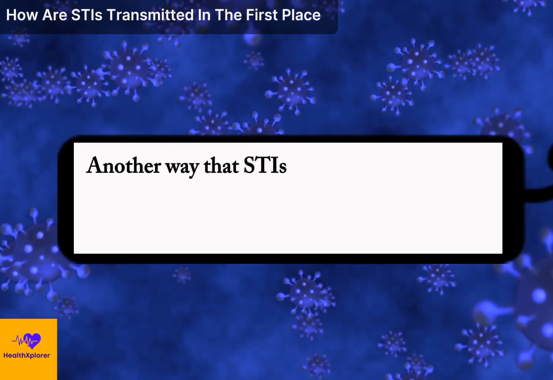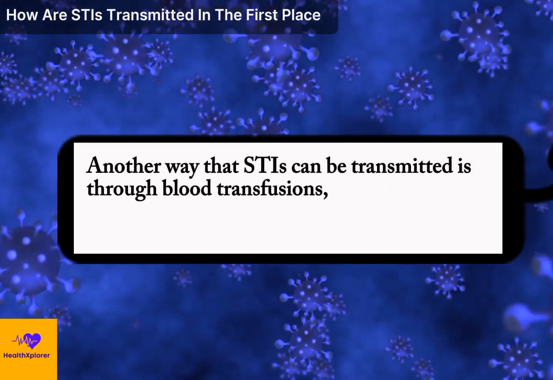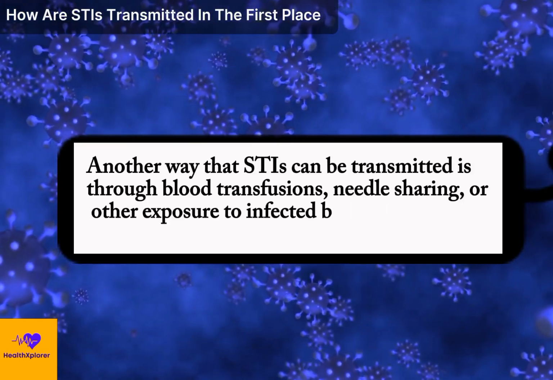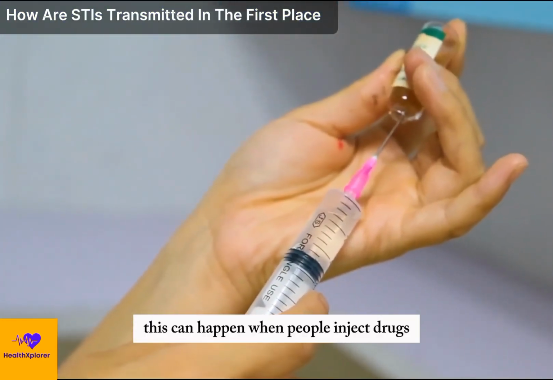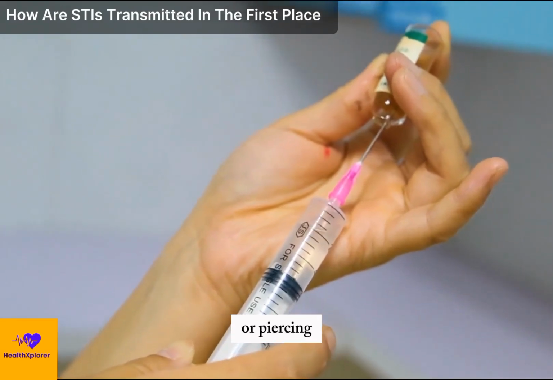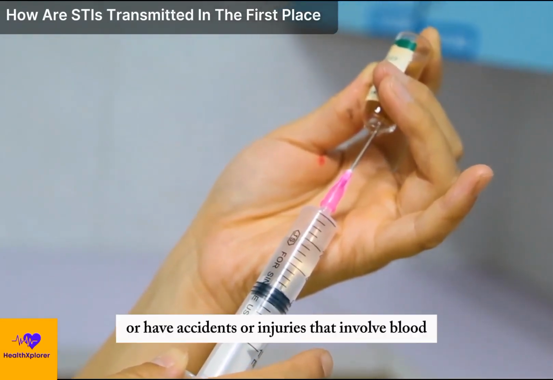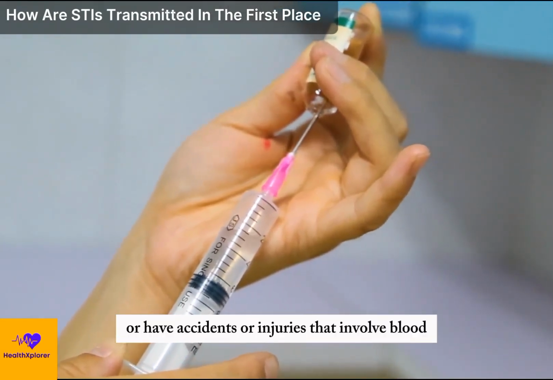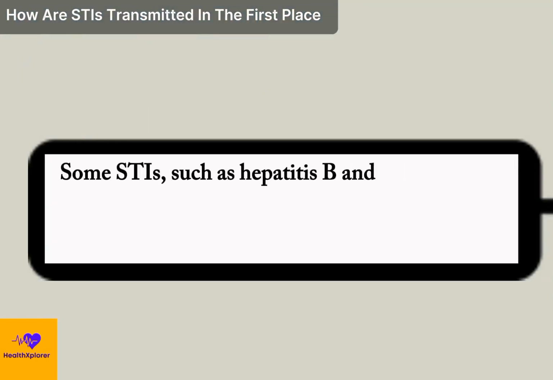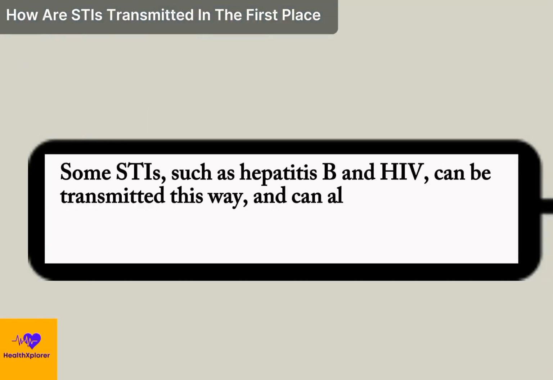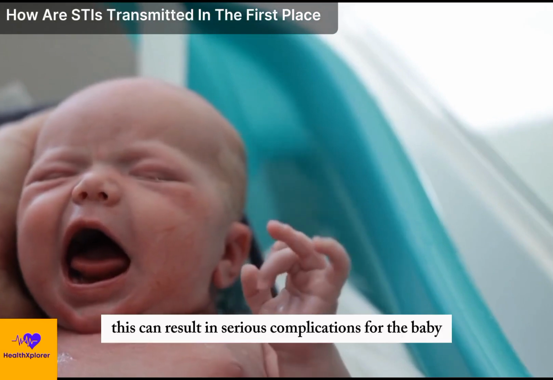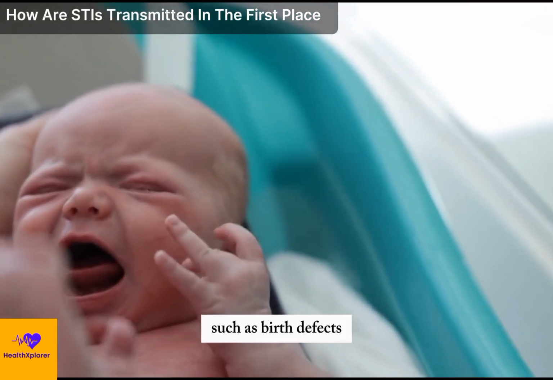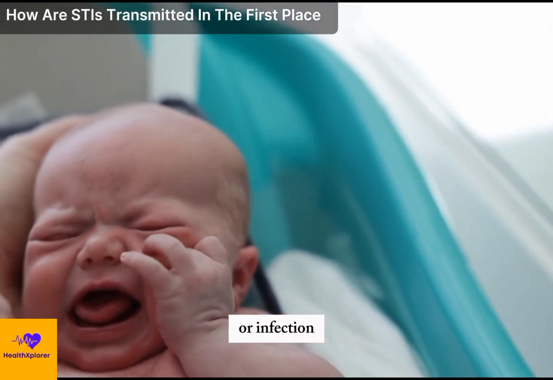Another way that styes can be transmitted is through blood transfusions, needle sharing, or other exposure to infected blood or bodily fluids. This can happen when people inject drugs, share razors, toothbrushes, or piercing or tattoo equipment, or have accidents or injuries that involve blood. Some styes, such as hepatitis B and HIV, can be transmitted this way, and can also be passed from mother to child during pregnancy, childbirth, or breastfeeding. This can result in serious complications for the baby, such as birth defects, low birth weight, or infection.